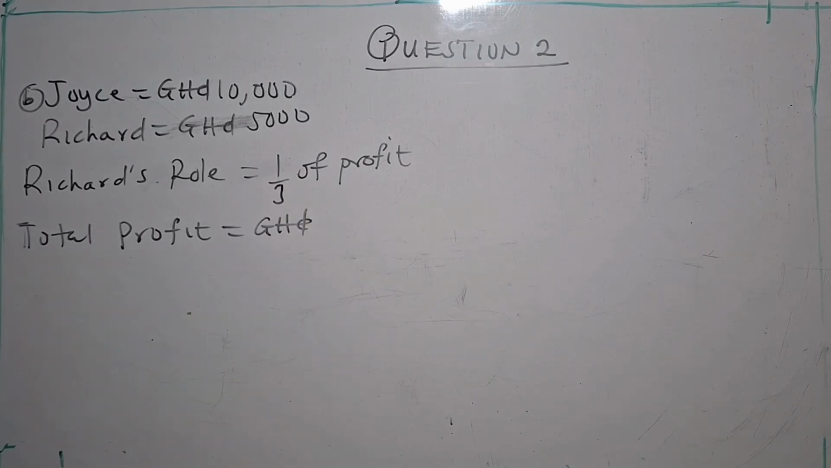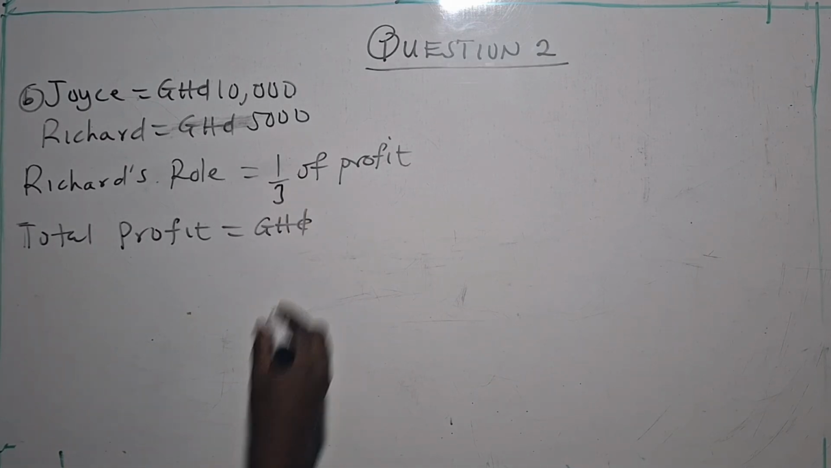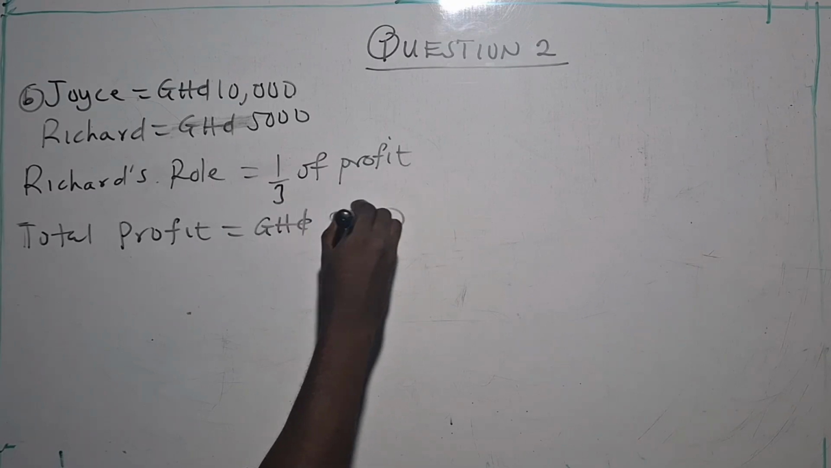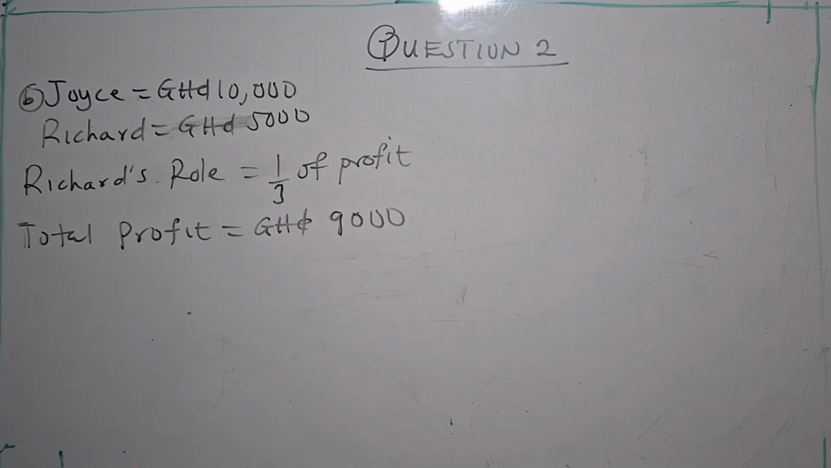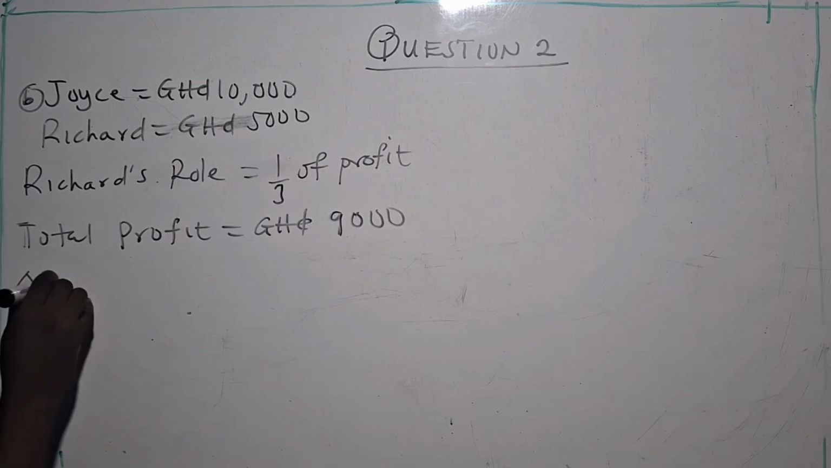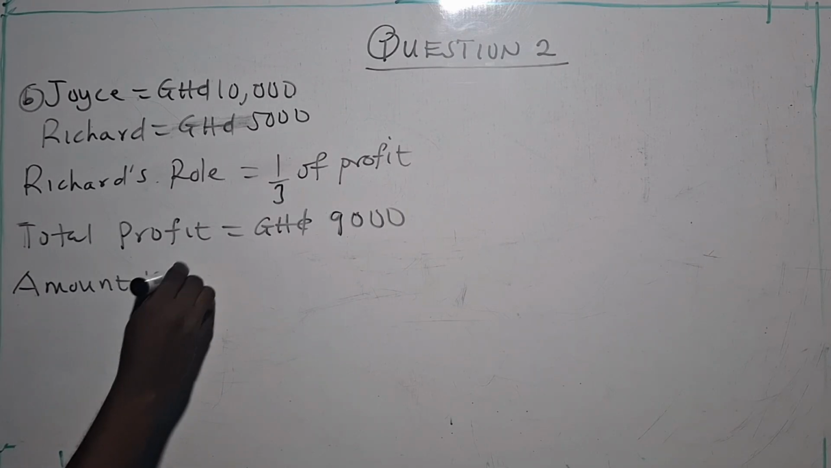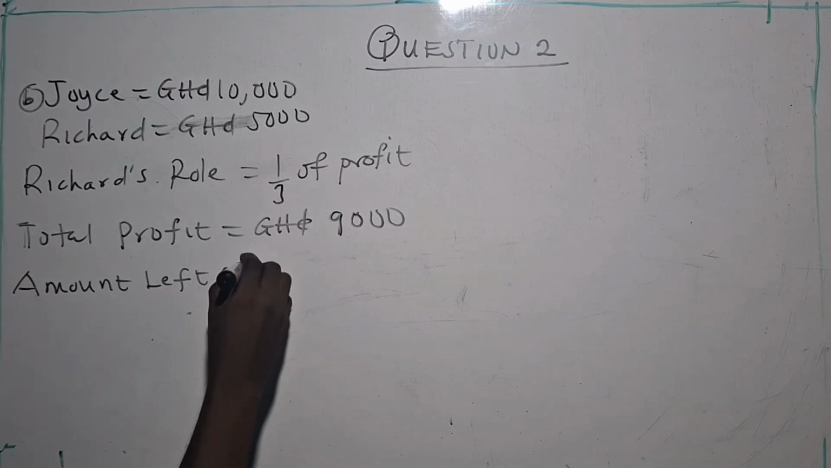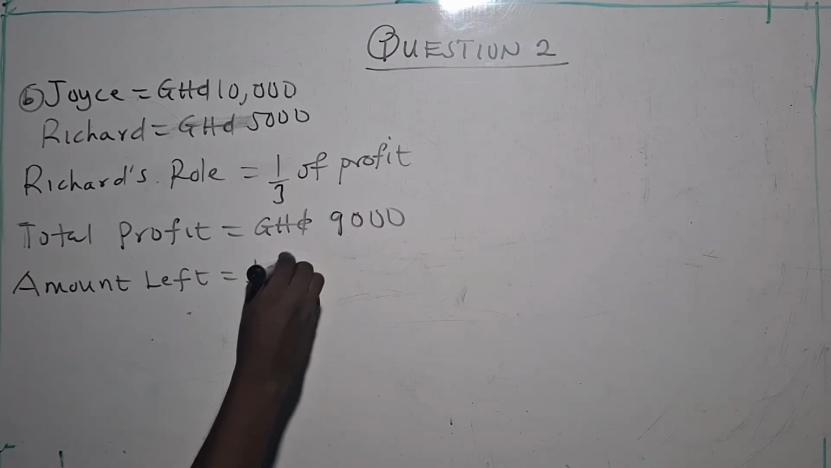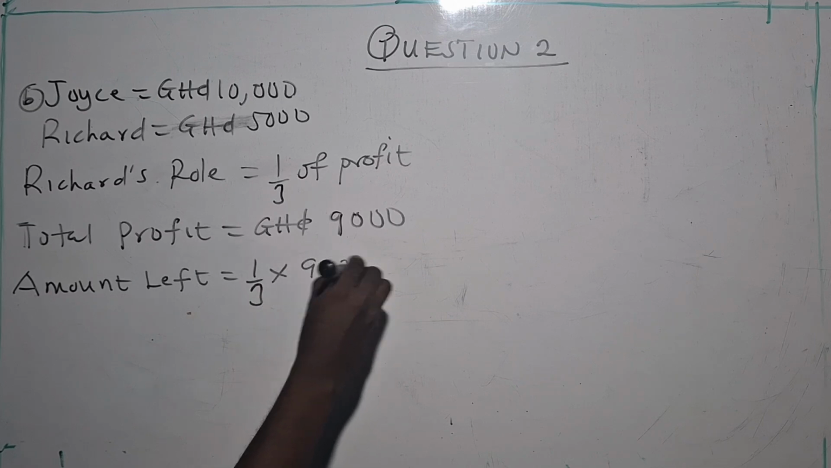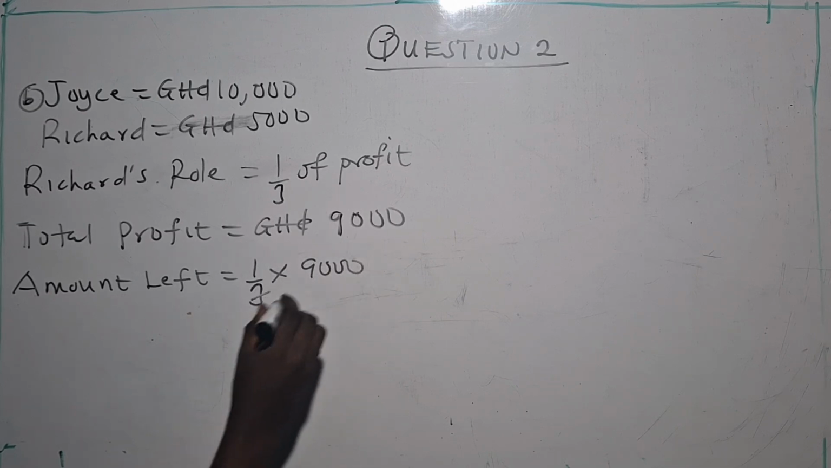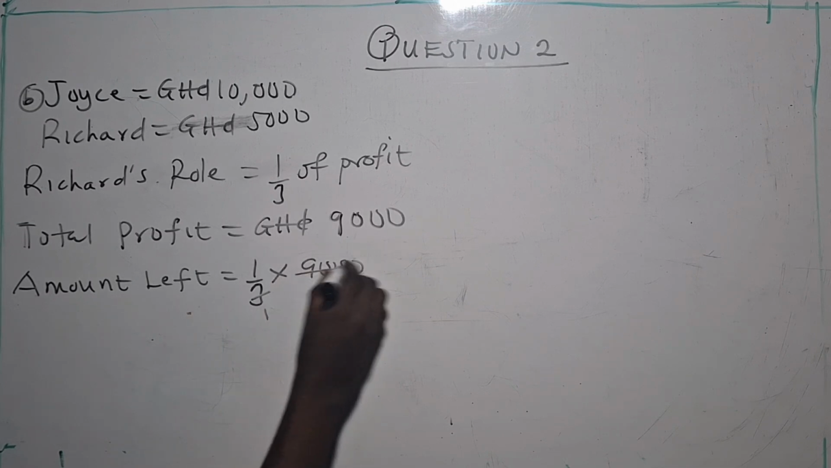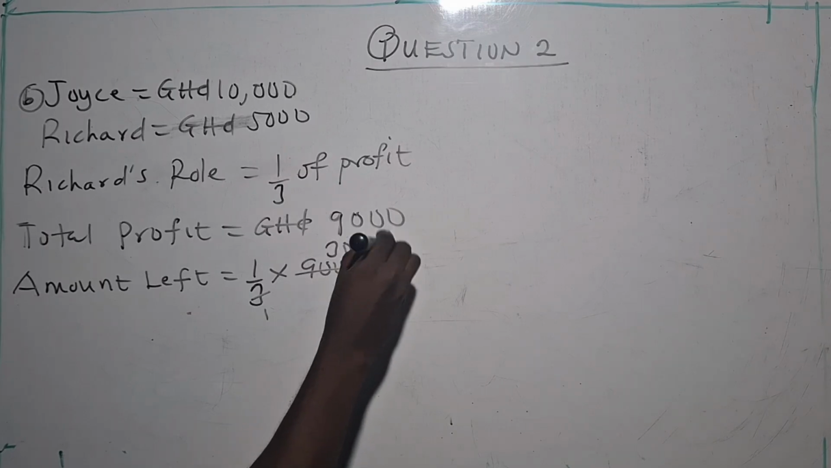The profit they made during the time was 9,000 Ghana cedis. They made a profit of 9,000 Ghana cedis. So let's see the amount left to be shared. So amount left, you have to find Richard's 1/3 from this amount. So 3 can divide here 1, 3 will divide 9, 3. So this one is going to be 3,000.